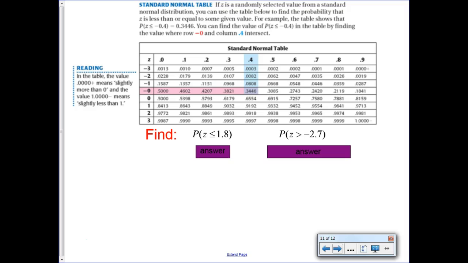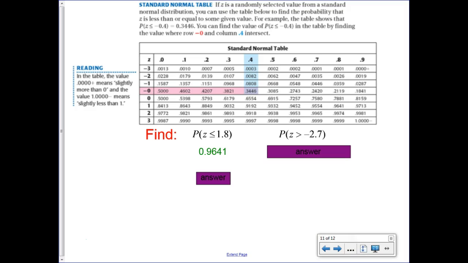Okay, so 2 practice problems there for you. Pause the video, try it, and then we can go over it together. So we want to know where z is less than or equal to 1.8. I'm going to go in the z column and find the 1, and then I'm going to go over to 0.8, and I get 0.9641.